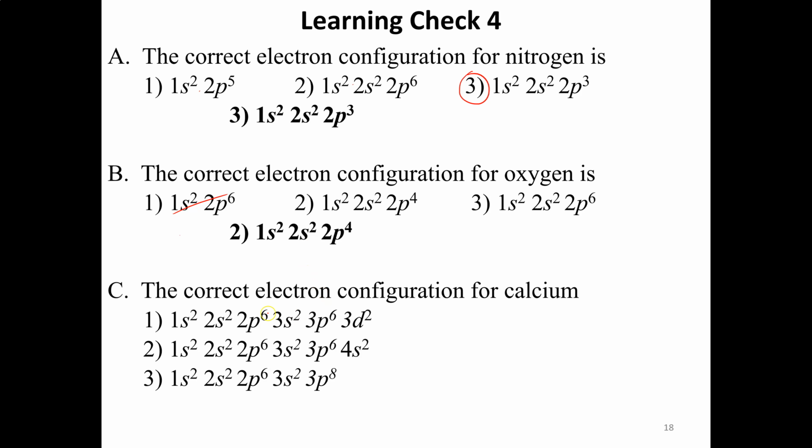Correct electron configuration for calcium. Calcium should have a stop sign at 4s2 if you look in the periodic table. So without even doing any work, I already know the answer is the second one. That's electron configuration in a nutshell.